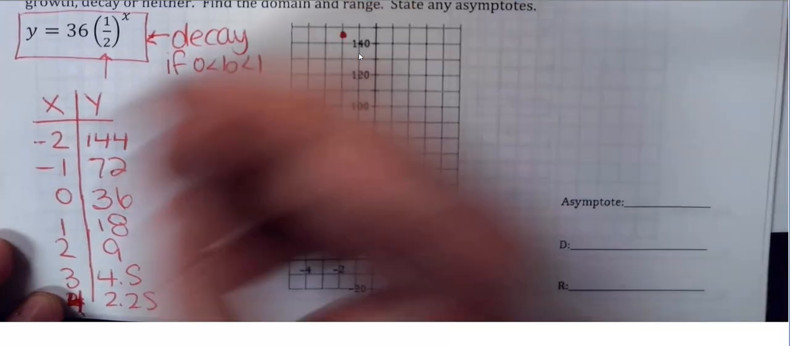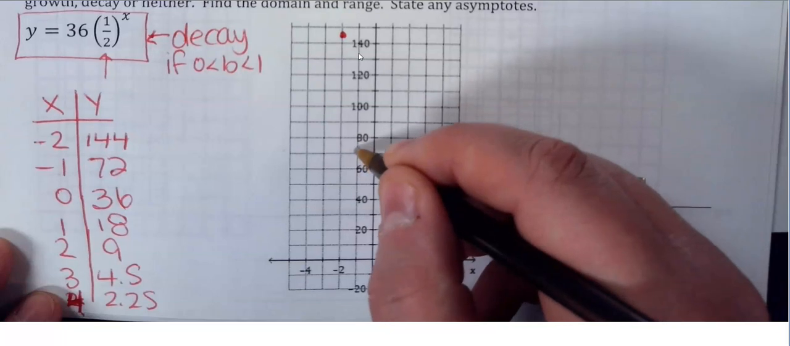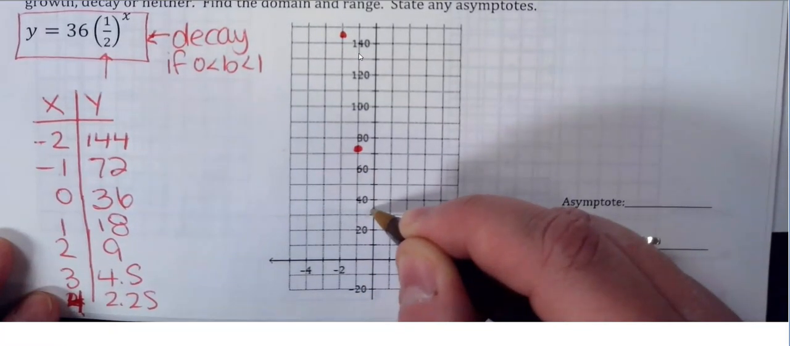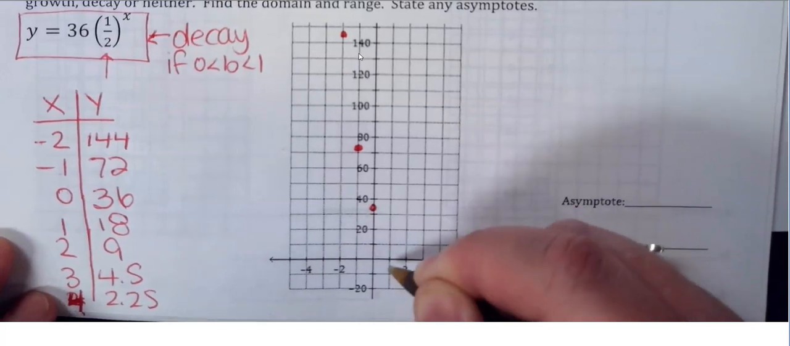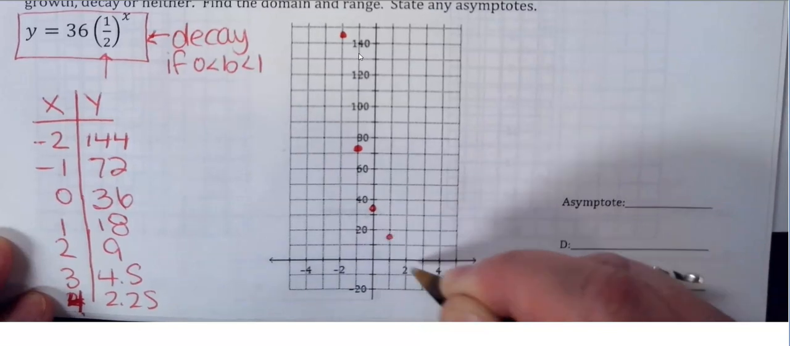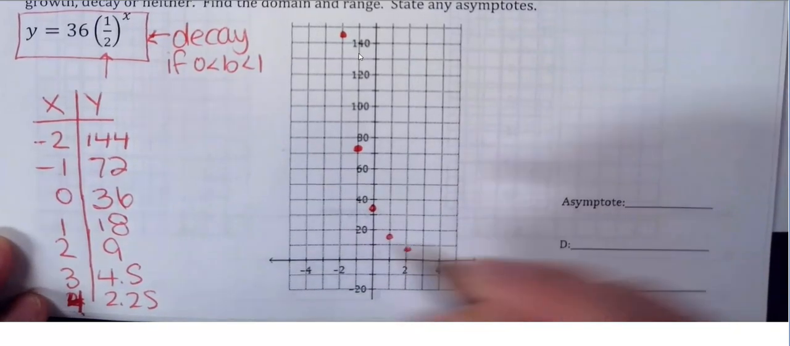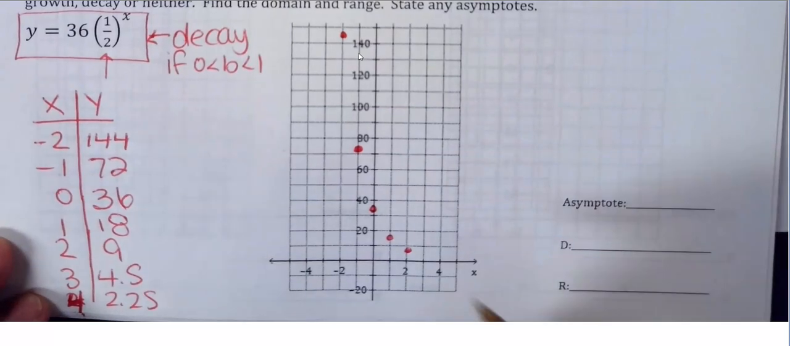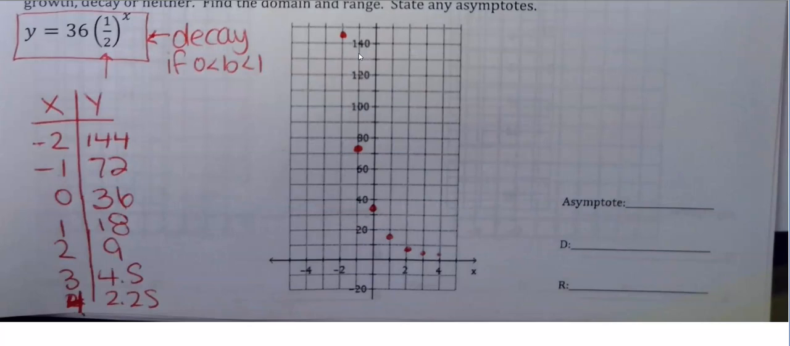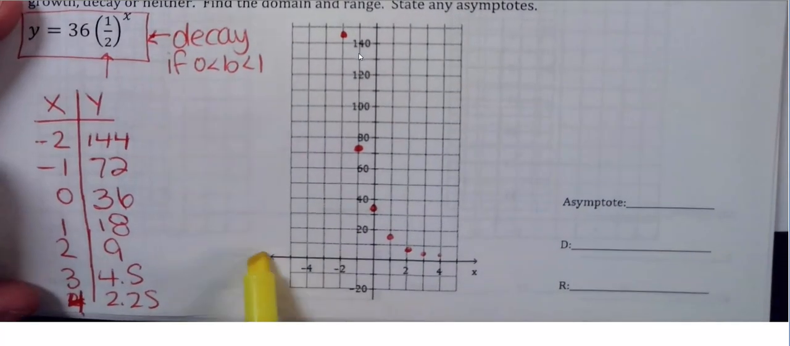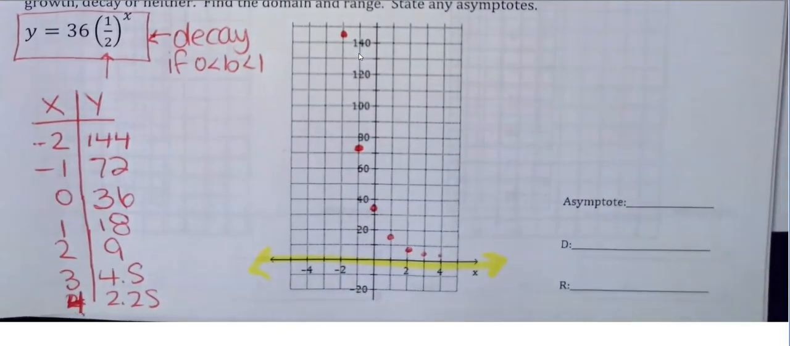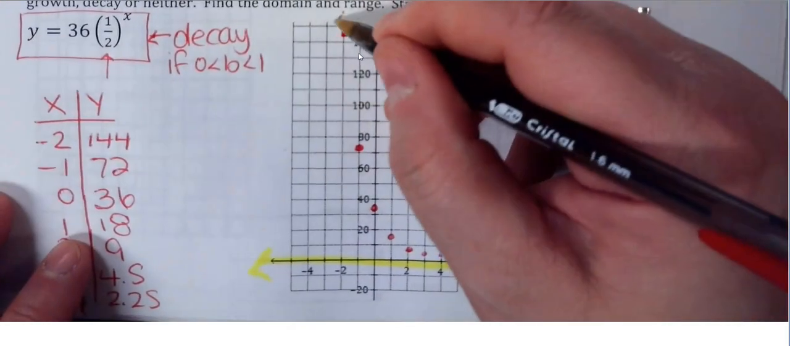If I do like -1 is at 72, so just kind of estimate. 0 is at 36. 1 is at 18. 2 is at 9. And then they're going to get really close to the x-axis, but they're never going to touch it, never going to go over it. So sometimes I just use my highlighter or whatever to make sure I don't go over the x-axis here. And this is going to form, like I said, kind of like a backwards looking J shape.